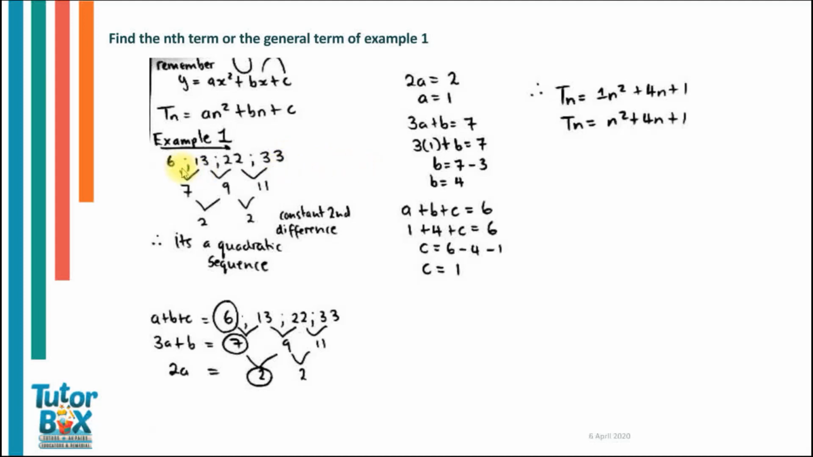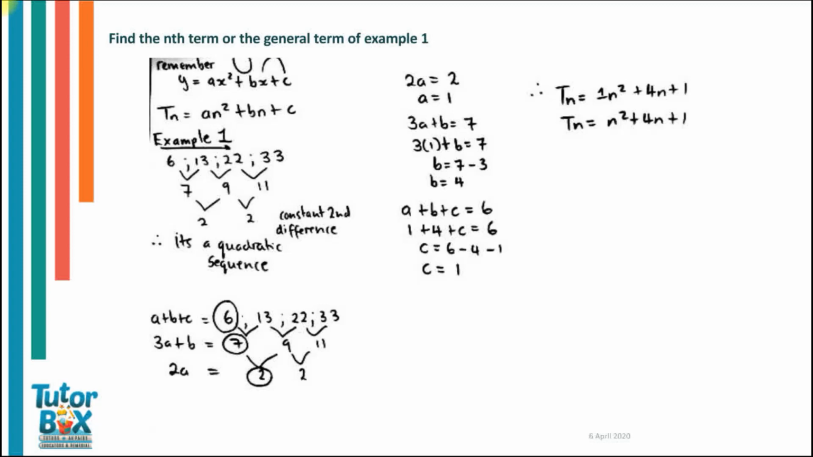Okay, if I find the difference between these, for the first one, T2 minus T1, I get 7. T3 minus T2, I get 9. T4 minus T3, I get 11, and so on. So I see this is forming an arithmetic sequence. And then if I get the second difference, I get 2. 9 minus 7 is 2. 11 minus 9 is 2. So I see that this is the same. Yay! It's a quadratic sequence.